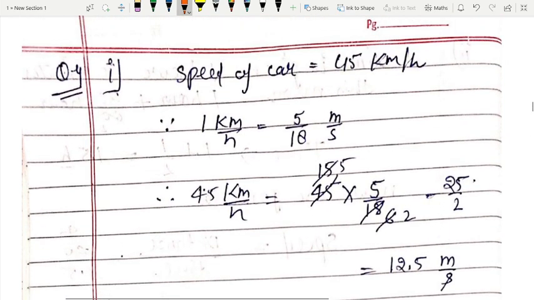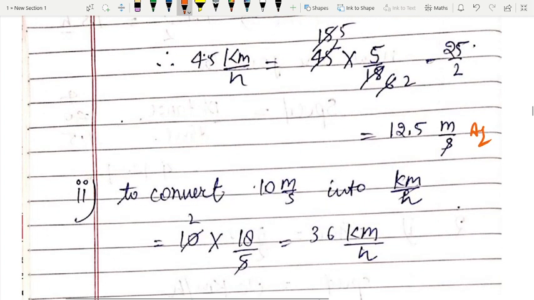After that, let's come to question number 4, first part. The speed of a car is given as 45 kilometers per hour. We know the conversion: we will multiply by 5/18. See here, 45 kilometers per hour. Since the conversion says 1 kilometer per hour is 5/18 meter per second, that means we will multiply by 5/18. After solving, 25/2, that is 12.5 meters per second, is our answer.